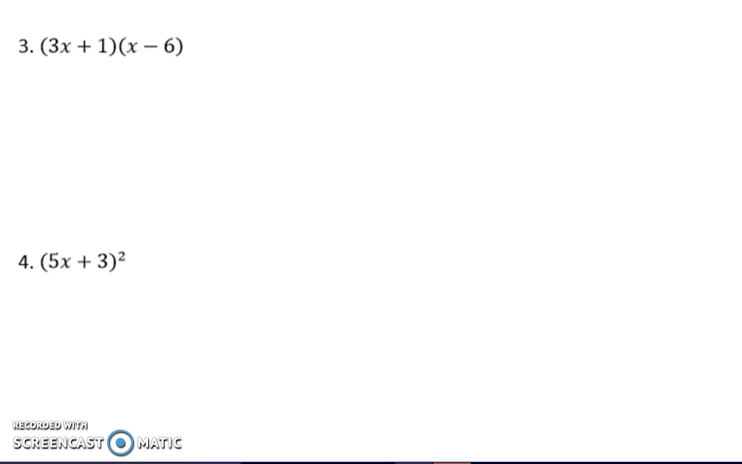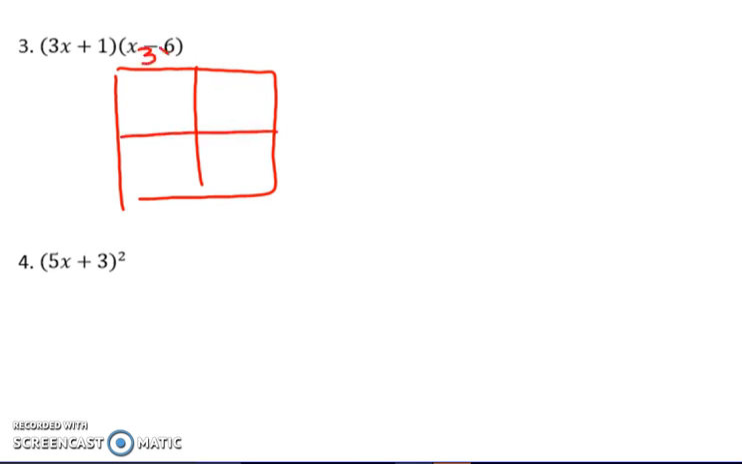If we look at example 3, it's a little bit different because we have that coefficient in front of x, but we're still going to use the same table. Since it's a binomial, I'm going to create a 2 by 2 table, and I'm going to have 3x plus 1. On the side, I'm going to have x, and I'm going to have minus 6. Well, 3x and x give me 3x squared. 1 times x gives me 1x. 3x times negative 6 is negative 18x, and 1 times negative 6 is negative 6.